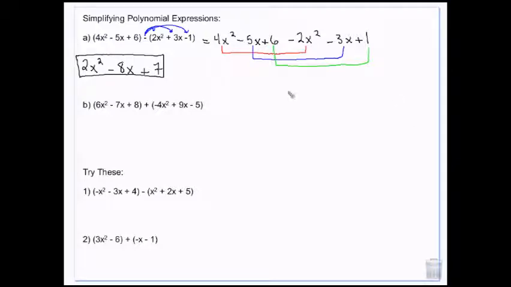Okay, if you're adding, you don't have to do anything. You just start combining like terms. So the x squareds go together, the x's go together, the numbers go together. And so I have 6x squared minus 4x squared is 2x squared. Negative 7x plus 9x is 2x. And 8 minus 5 is 3.